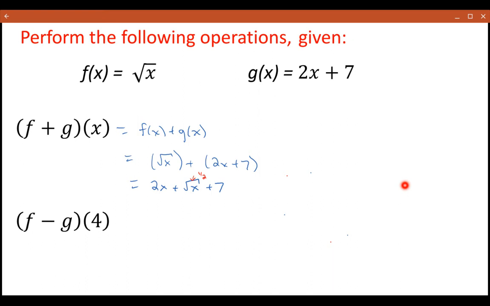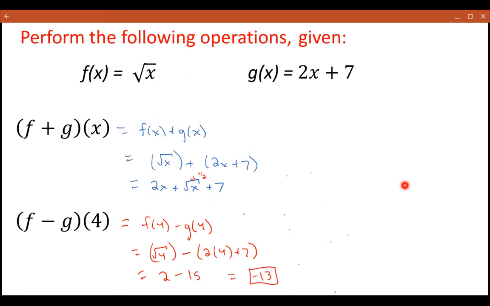All right, the next one, go ahead and try it. f of 4 minus g of 4. We get the square root of 4 minus, parentheses, 2 times 4 plus 7. So the square root of 4 is 2, minus 2 times 4 is 8, plus 7 is 15. So 2 minus 15, which is negative 13.